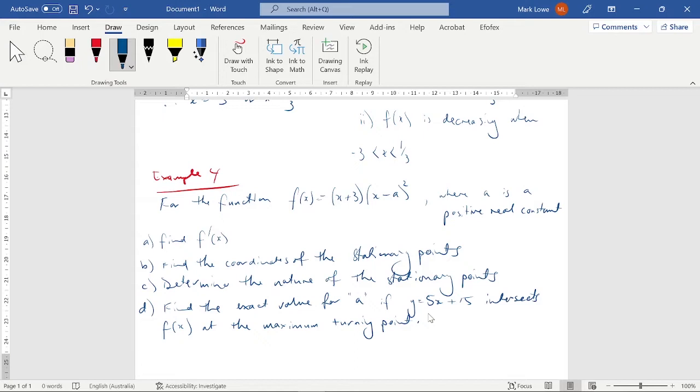Once you've written that down, I'll get you to make a start on that by finding the derivative and then working through to find the coordinates of the stationary points.